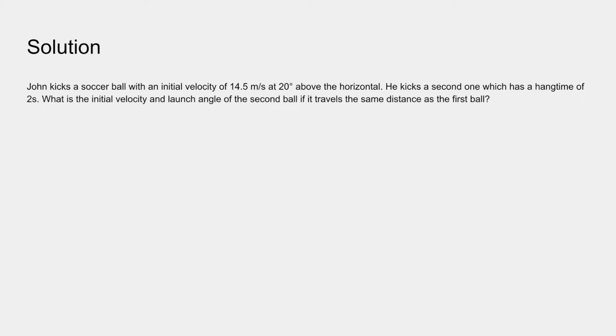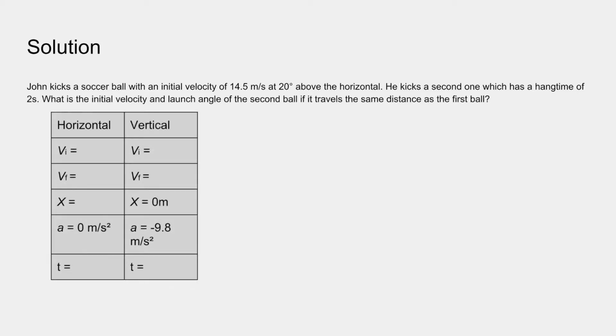Okay, what we're going to do first is split this up into its horizontal and vertical components, and fill in what we know without having to do any math. So we know that the vertical displacement is 0 meters since the ball is kicked from the ground and lands right back on the ground. We also know that the horizontal acceleration is 0 meters per second squared because there is no force acting on the ball horizontally once it is kicked. We also know that the vertical acceleration is negative 9.8 meters per second squared since once the ball is kicked it is in free fall.